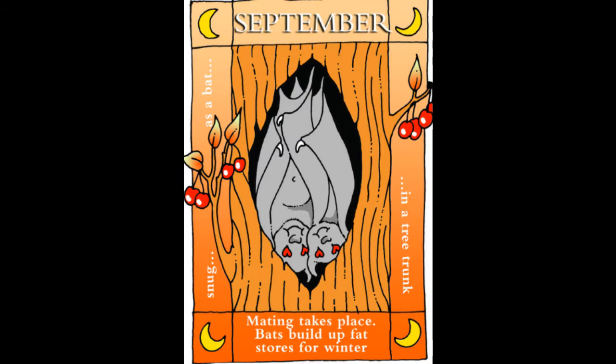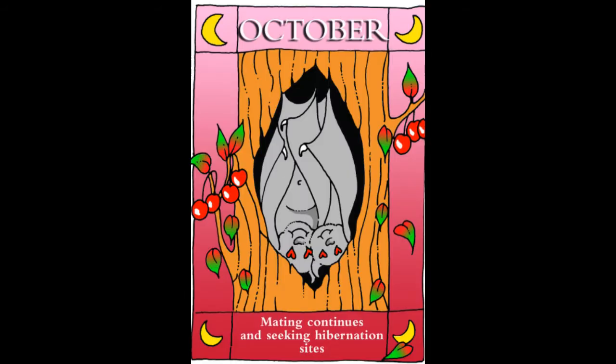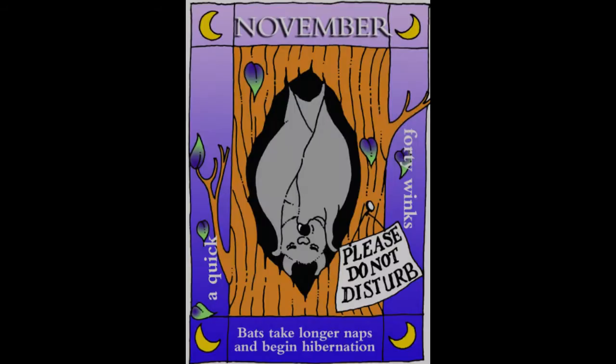In September, it's now autumn and the mating season has started. The mates they found in August have found a roost together, and this mating season continues from September to October. In October, they're also seeking hibernation sites for themselves so that they can hibernate for the long winter.